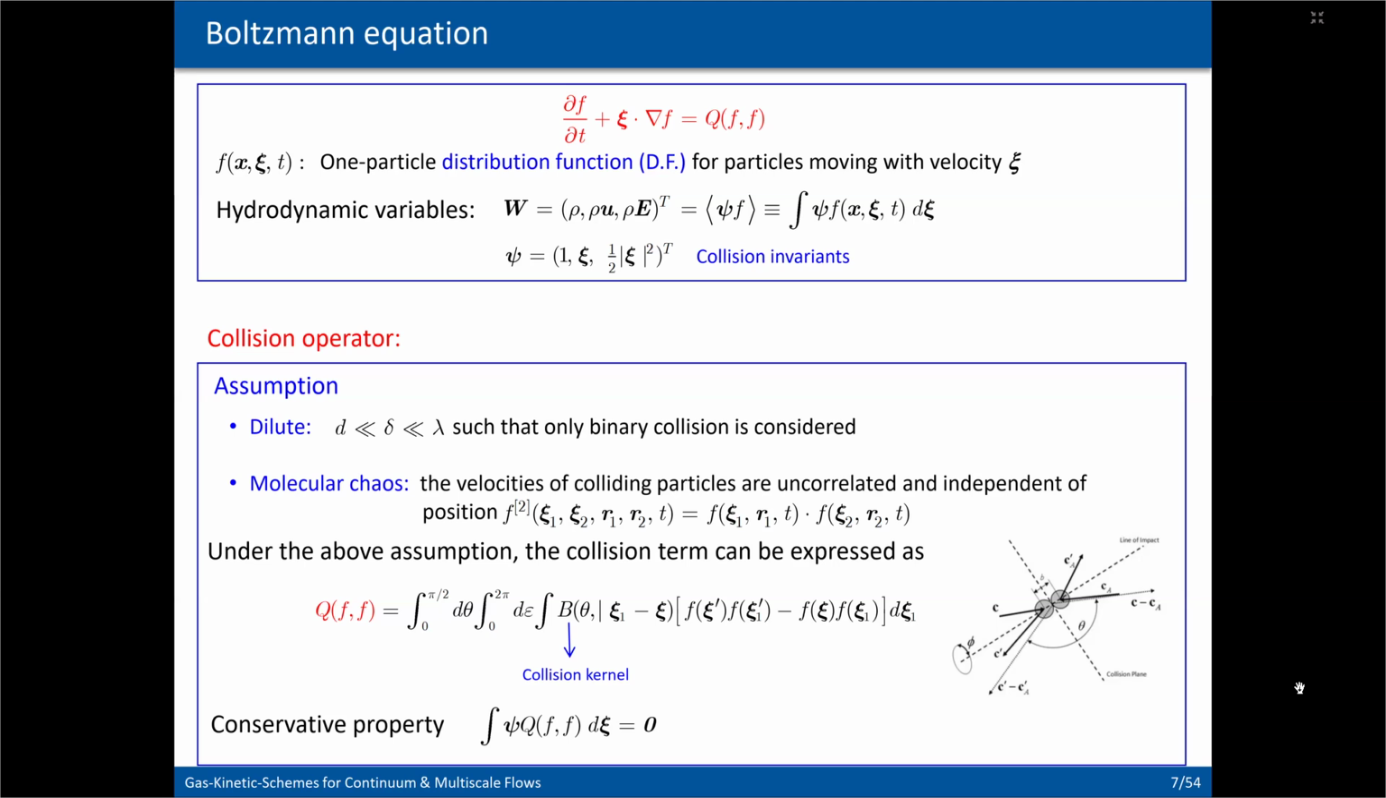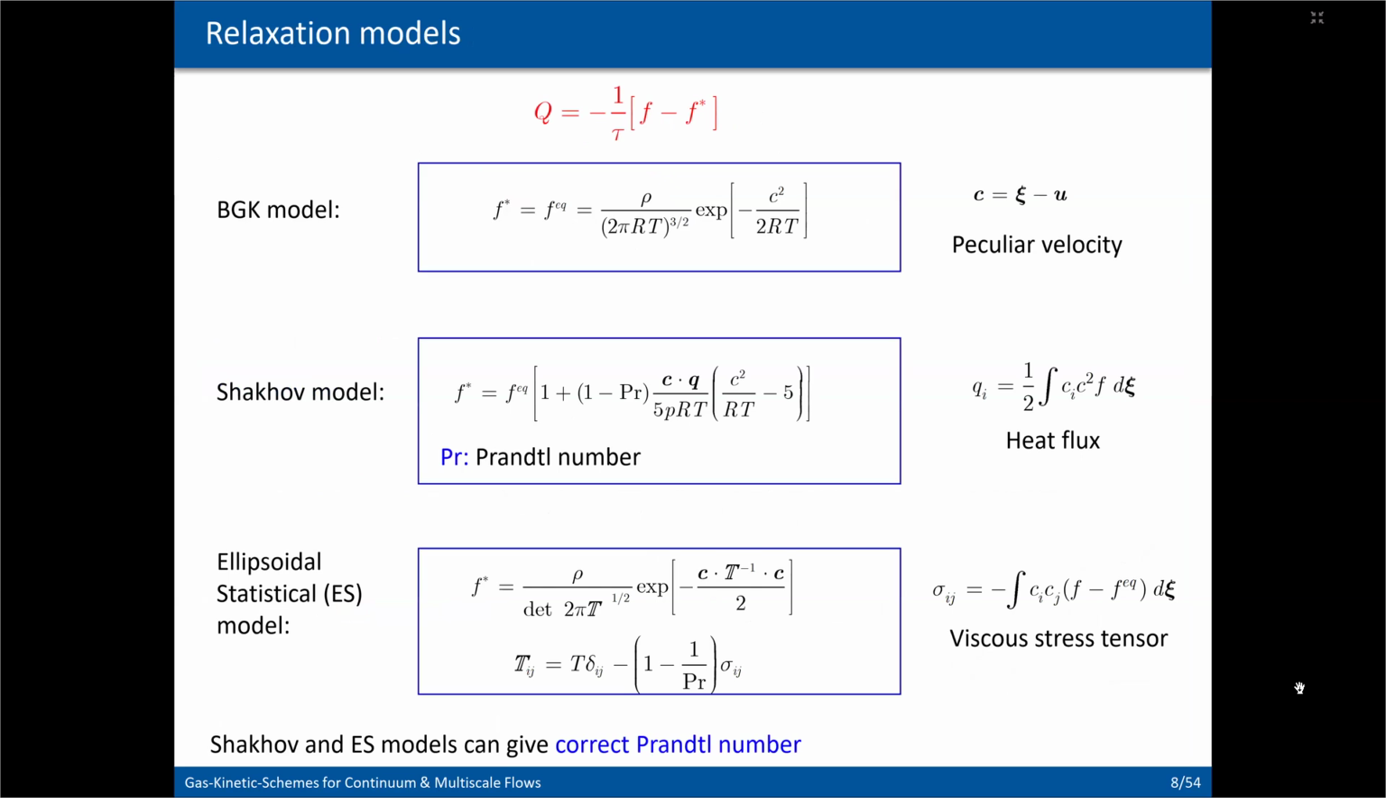For dilute gas, the collision term is quite complicated. It's actually a 5-fold integration, so usually in practical applications, we just use some relaxation models. The most widely known is the BGK model, which uses the Maxwell distribution function as the target distribution function. But unfortunately, the BGK model gives a Prandtl number of 1. To overcome this limitation, some advanced models have been proposed, such as the Shakhov model and the ES model. In these 2 models, the heat flux and the viscous stress are modified to correct the Prandtl number in the equilibrium distribution function.